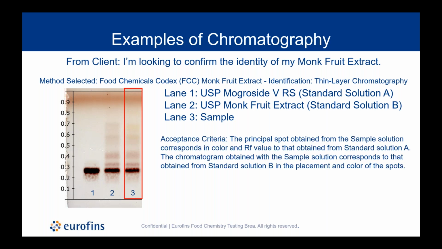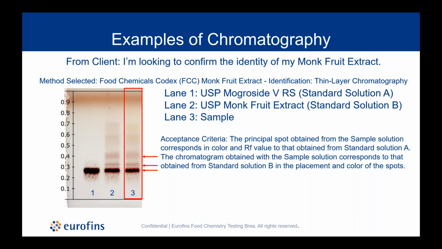So this big body of text here is the acceptance criteria from the method, and it states that the principal spot obtained in the sample solution corresponds to standard solution A, which is that Mogroside 5 standard. And you can see that the principal spot in lane 3 does correspond to the principal spot in lane 1, so it meets that portion of the acceptance criteria. The second portion of the acceptance criteria states the chromatogram obtained with the sample corresponds to the placement and color of the spots obtained with solution B, which is the USP extract standard.